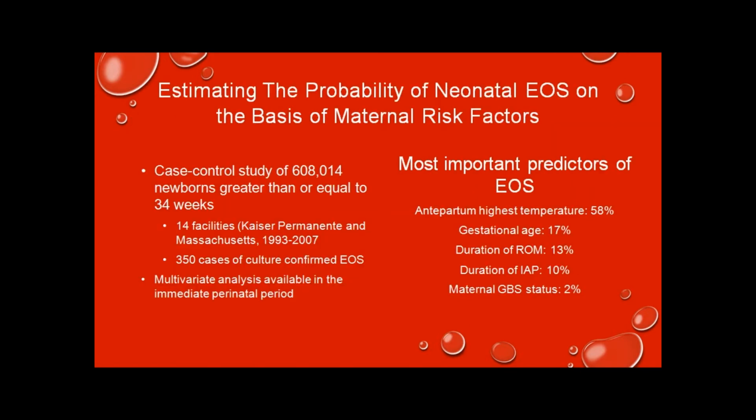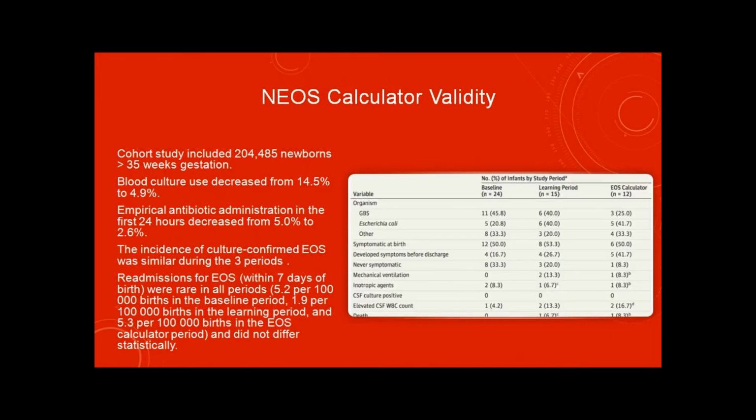It was a case control of 608,000 babies, multiple facilities out of California and Massachusetts. The most important predictors were antepartum highest temperature, gestational age, duration of rupture of membranes, the duration of IAP, and if mother was GBS positive or negative. And that's how they came up with the things that you plug into the calculator.